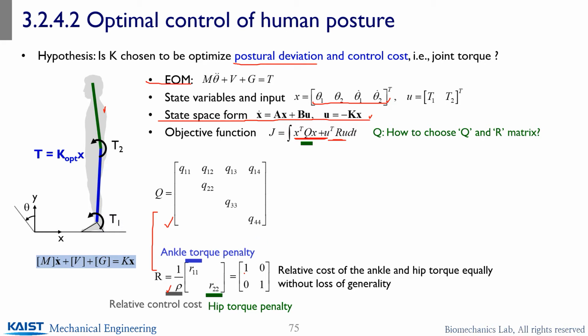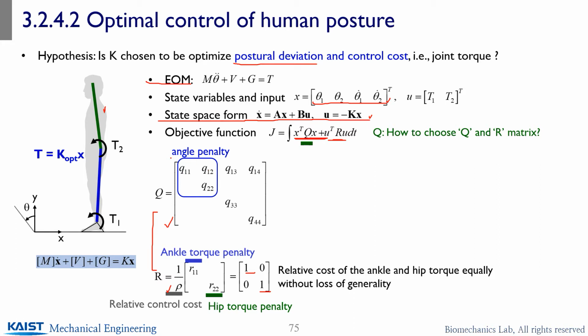So I'm going to assume that those relative penalties for the control cost for the ankle and the hips are considered to be equal. So that R is simply the identity matrix. Okay, so that makes the R matrix simple. So let's move on to the Q.